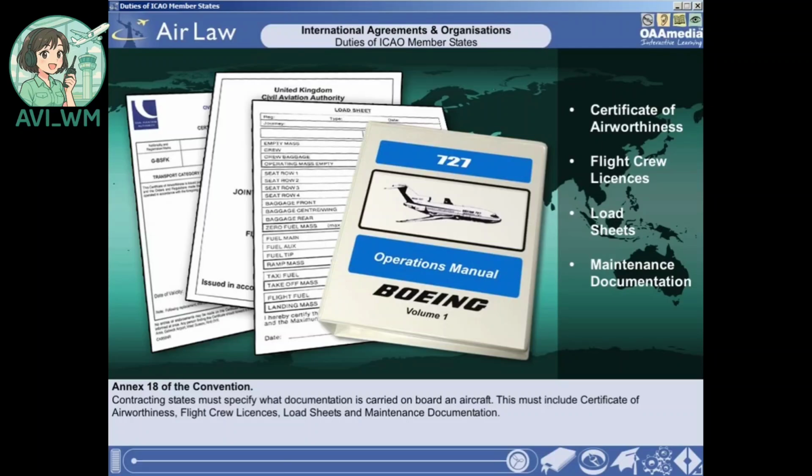This completes the lesson on the main duties of the ICAO member states. Remember that essentially the duties of the member states are to comply with the standards and recommended practices set out in the annex to the Convention.